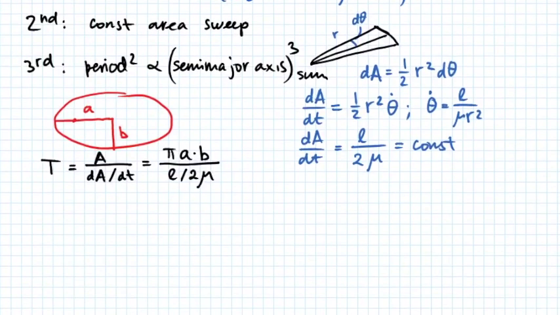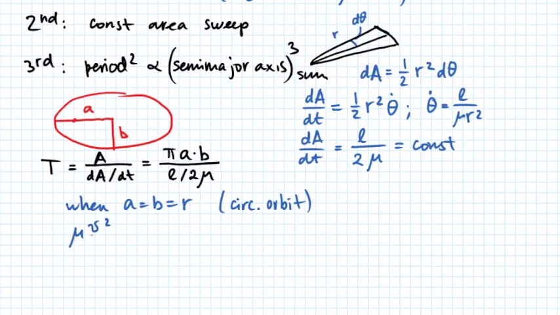Let's prove this expression for a simpler case, when A equals B equals R, a circular orbit. We can write from Newton's second law that mu v squared over r is given by the force k over r squared. From this we can find mu times v times r, which is just the angular momentum, and it's going to be given by the square root of mu k r.